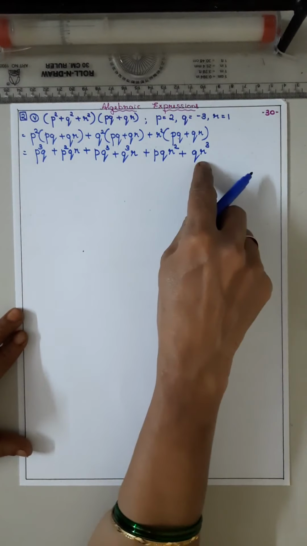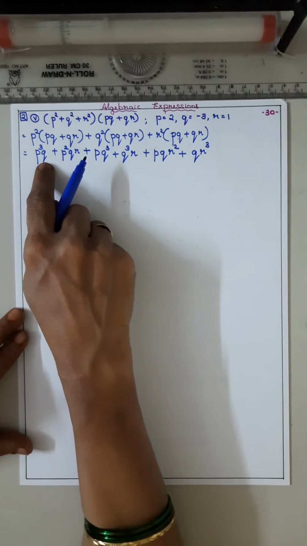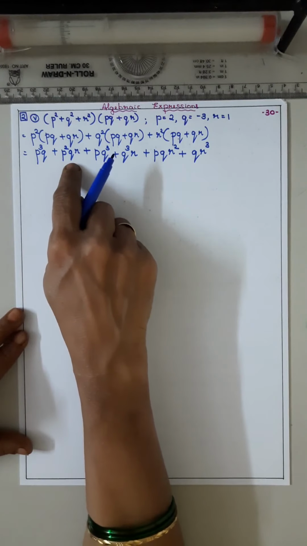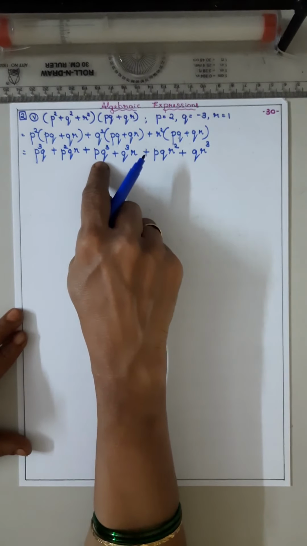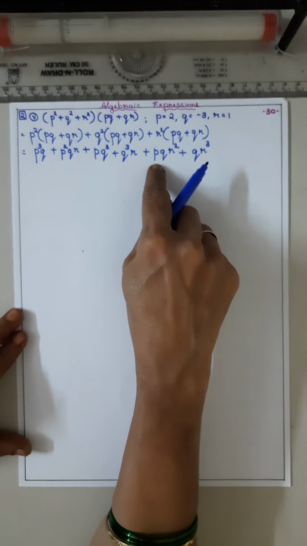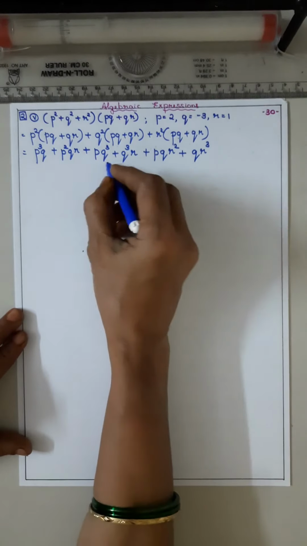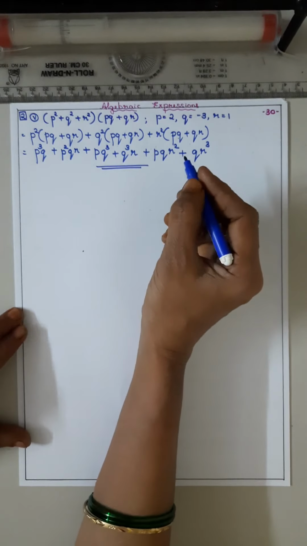Is there any common? No. P cube Q plus P squared QR plus PQ cube plus Q cube R plus PQR squared plus QR cube. This is the final answer.